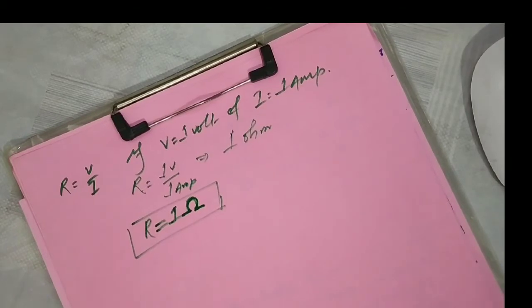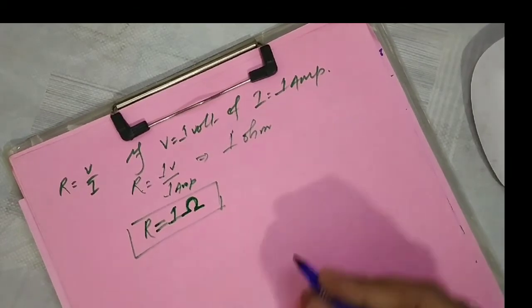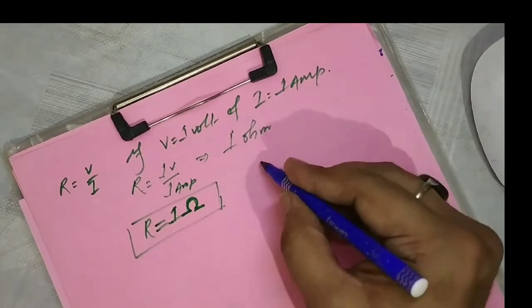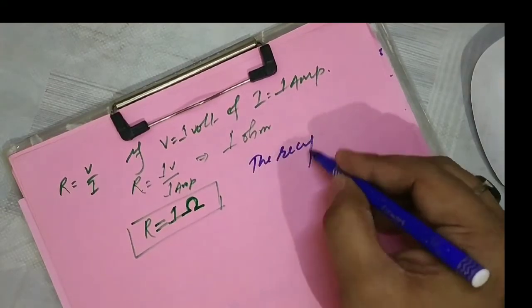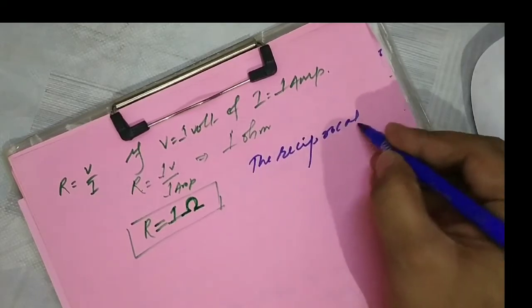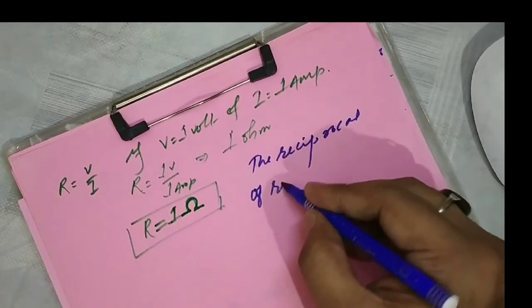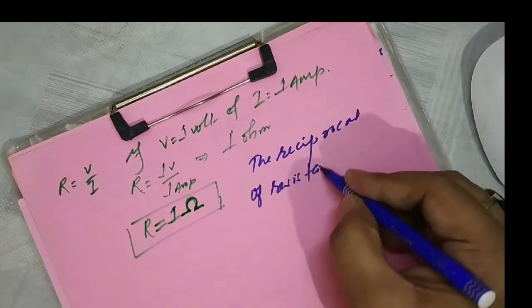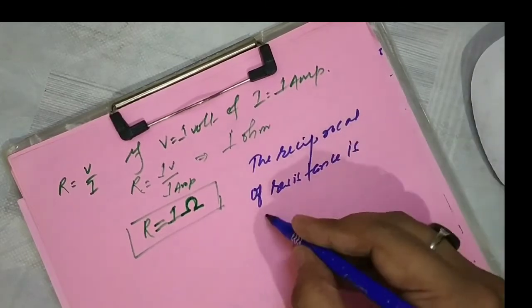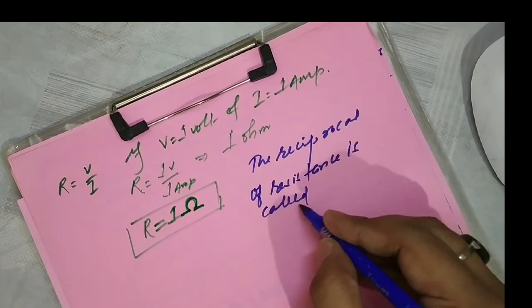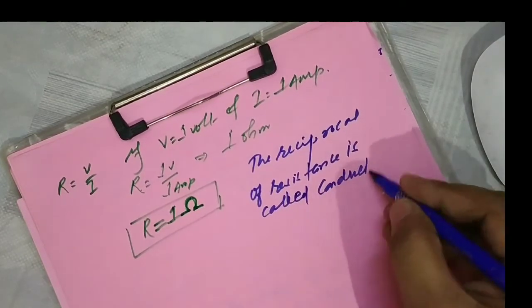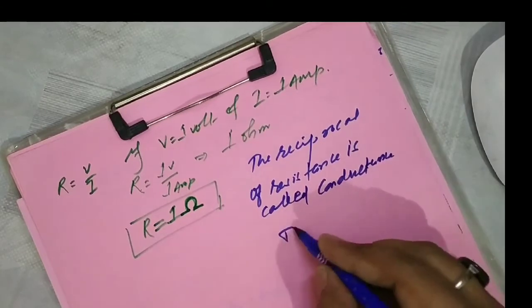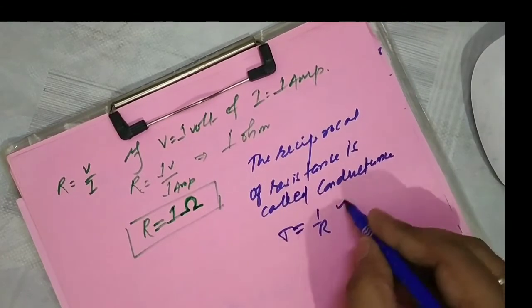Okay, so the reciprocal of resistance is called conductance. Conductance is 1 by R.